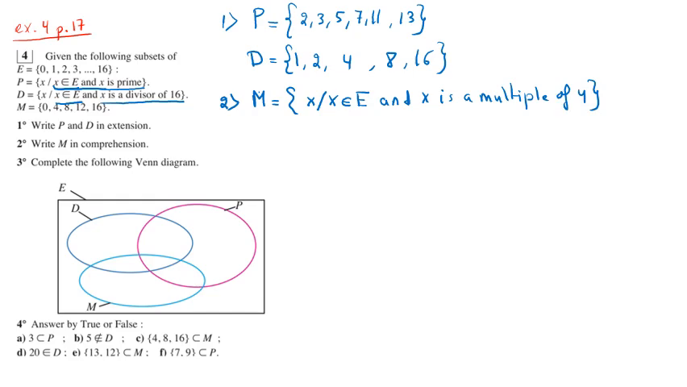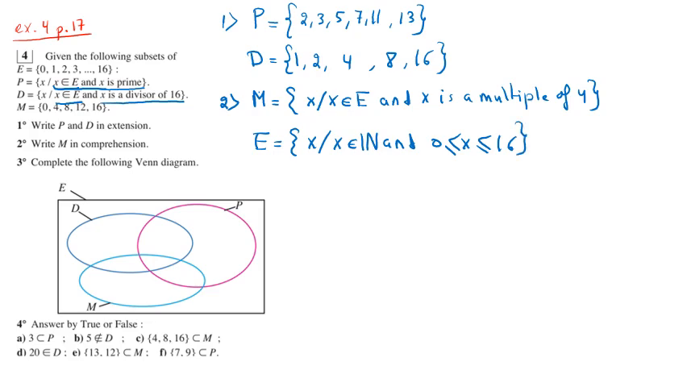If we want to write E in comprehension, E is X such that X belongs to N, which are the natural numbers, and X is between which numbers? 0 and 16. It is greater than or equal to 0 and less than or equal to 16.